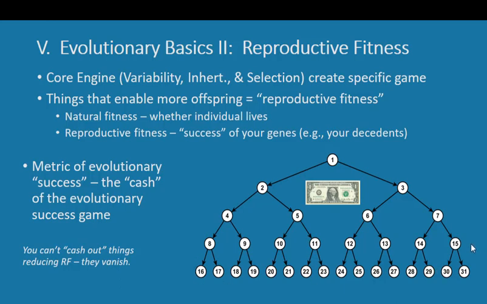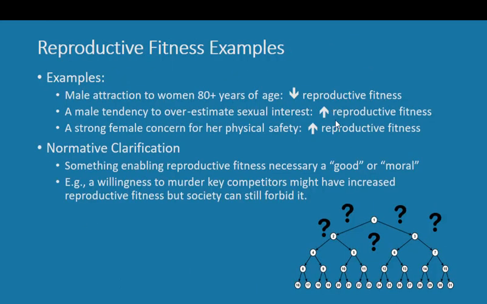So it can happen in different ways, but it's looking down the road, long term, how many offspring do you have that might carry on copies of your gene? That's reproductive fitness. Okay, so some examples of that. Male attraction to women in their 80 plus years of age. If males are attracted to women in their 80s, and that's something that's hardwired into their genes, it's unlikely that that trait is going to be passed on, that it would produce reproductive fitness, because those women are going to be infertile at that age. So that would decrease your reproductive fitness.